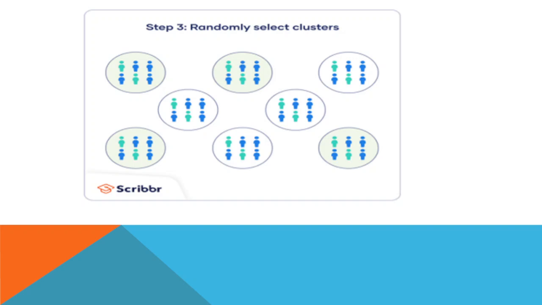For example, you can see here, the population is categorized into different groups or clusters and from each cluster, some clusters are selected. This is known as cluster sampling.